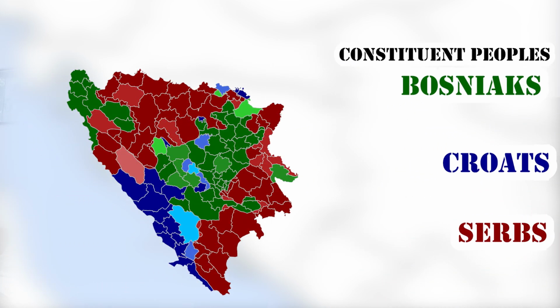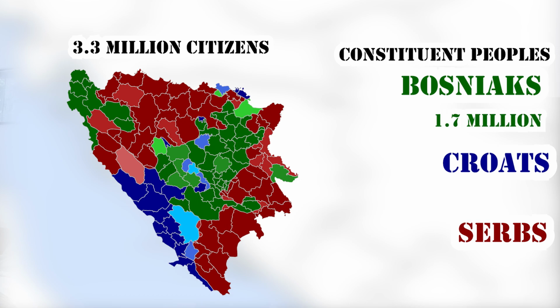The reason for this distinction is that there are around 3.3 million citizens of Bosnia and Herzegovina, but there are only around 1.7 million Bosniaks, 540,000 Croats, and a million Serbs. There also exists the often controversial category of other, which I will get into later.